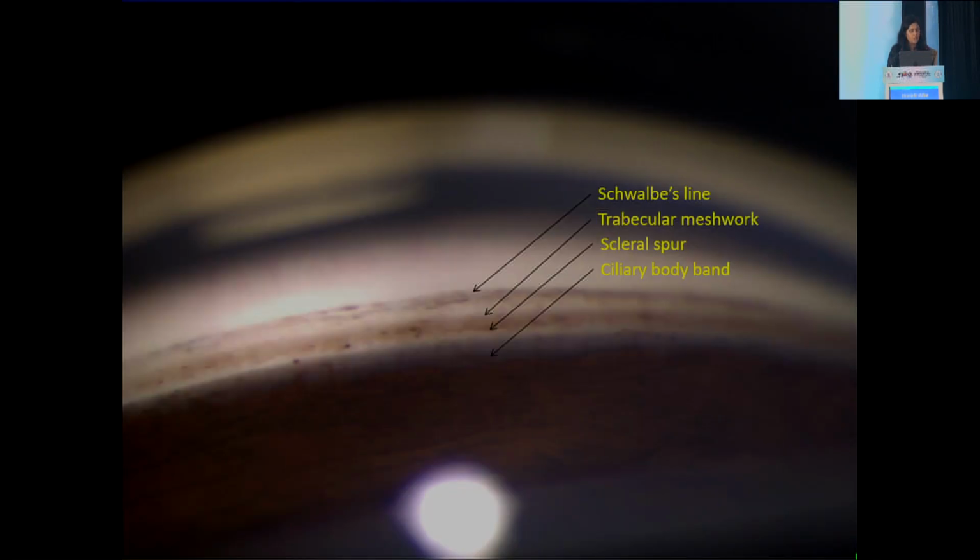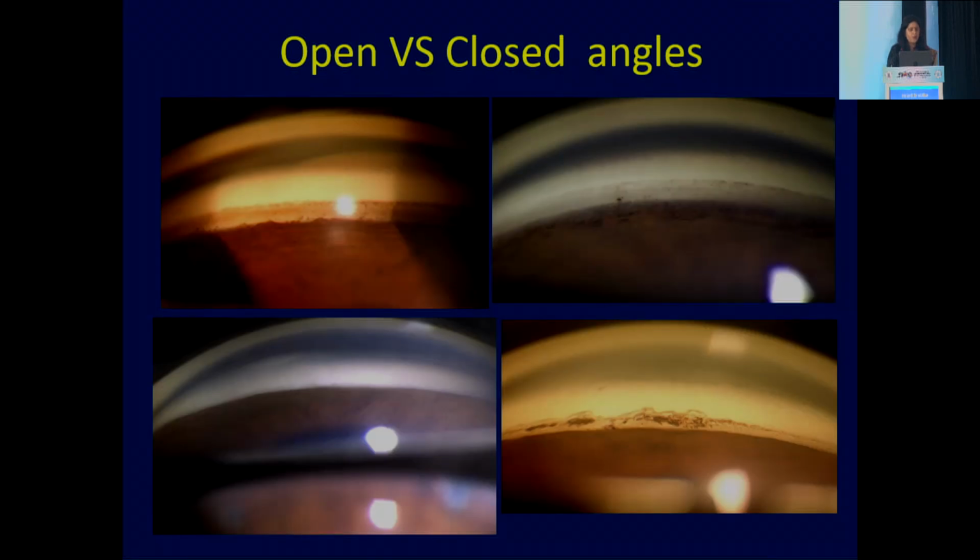Is it the Schwalbe's line, the trabecular meshwork, the scleral spur, the ciliary body band? These are the structures that are usually visible in the angle. You ask the patient to look straight and see which area is visible. In an open angle, usually the scleral spur is visible. Here you can see an open angle, you are able to see the scleral spur, the trabecular meshwork and the Schwalbe's line.